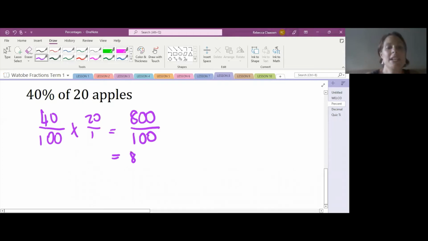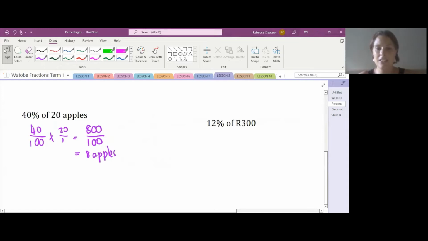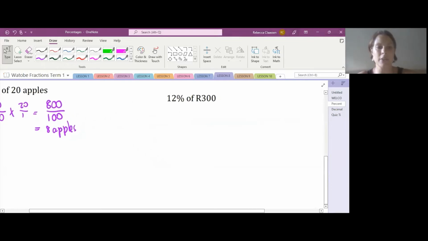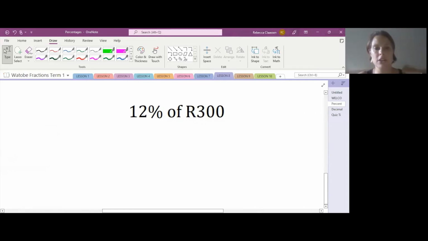Good. Which is 8. And so my answer is, if I want 40% of 20 apples, then my answer is going to be 8. 8 what? 8 apples. Okay. Very good. Apples. Well done. Beautifully done. That's excellent. Oh, you guys are nailing this. All right. I think we're going to do one more and then we're going to move on to something different. All right. 12% of 300.